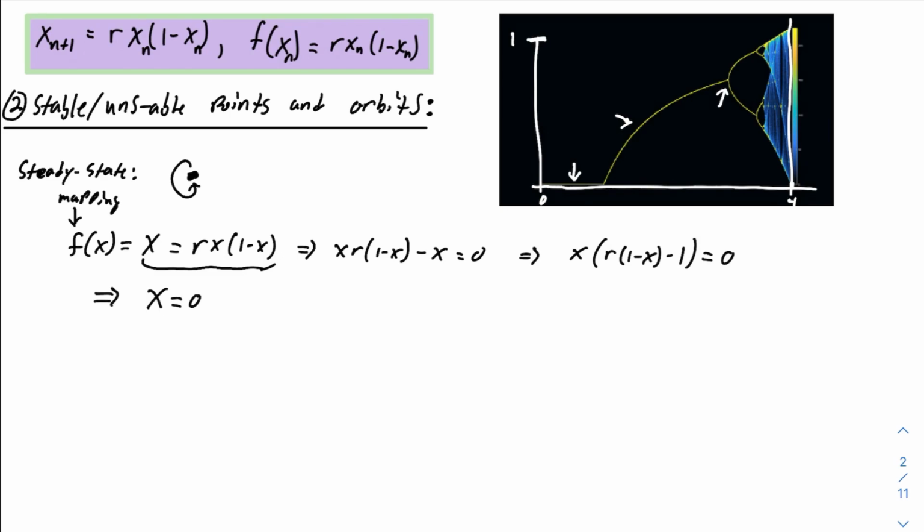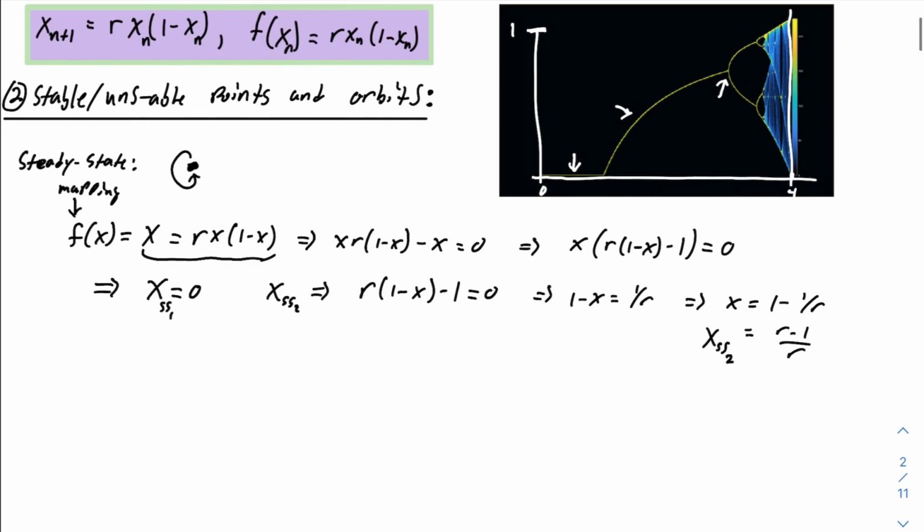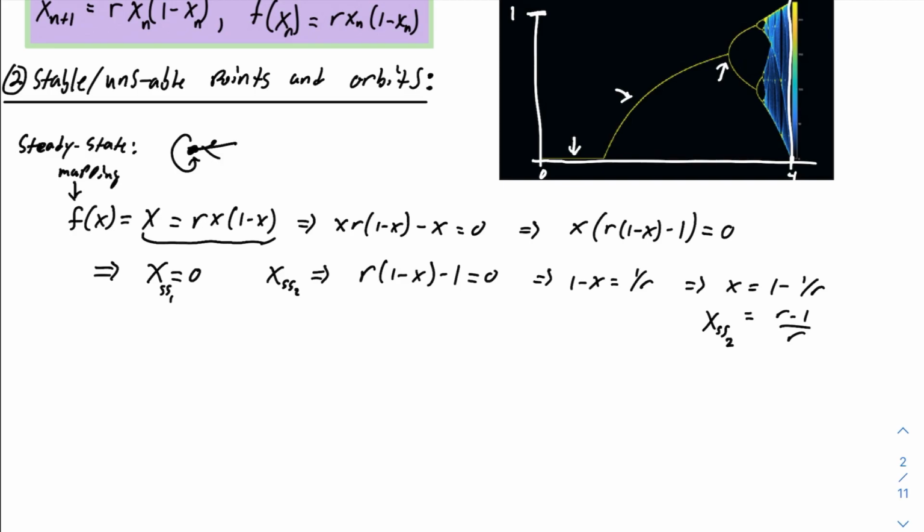We get x equals 0, so let's call this steady state 1. And then we also have x steady state 2, which is going to be r (1 minus x) minus 1 equals 0, which then solves to 1 minus x equals 1 over r, then goes to x equals 1 minus 1 over r, which is also the same as r minus 1 all over r. We'll call this x steady state 2.